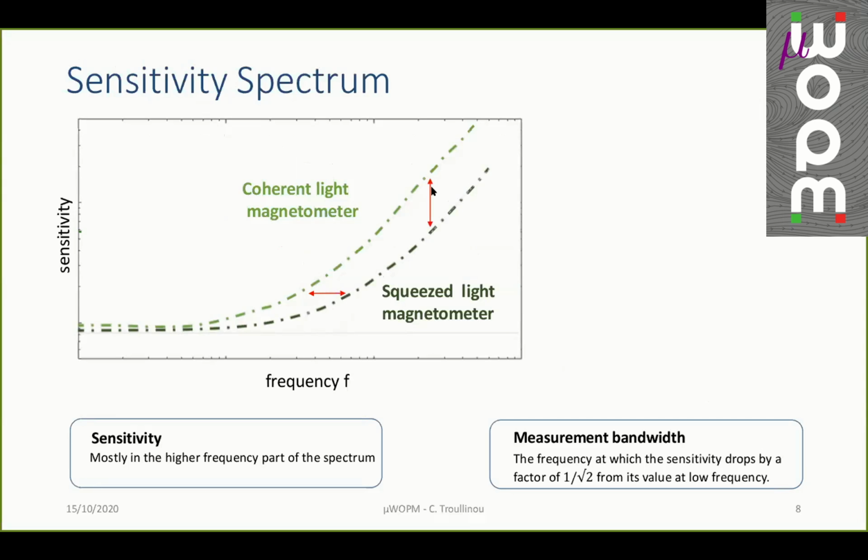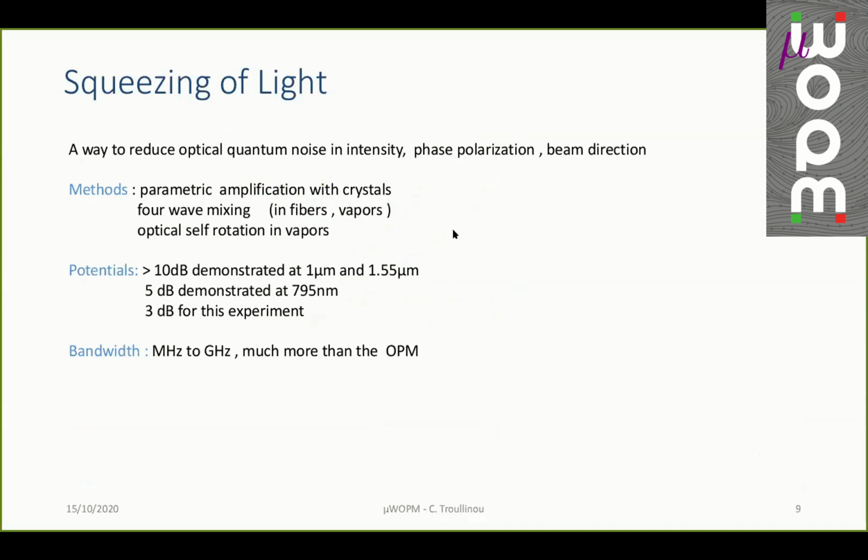And of course, we would have a clear increase in sensitivity for higher frequency, where the combined noise has also been lowered. So we see a twofold improvement: the measurement bandwidth improvement, where the measurement bandwidth refers to the frequency at which the sensitivity drops by a factor of 1/square root of 2 from its value at the lower frequency. And then we will also see the sensitivity mostly at the higher part of the spectrum to be enhanced.